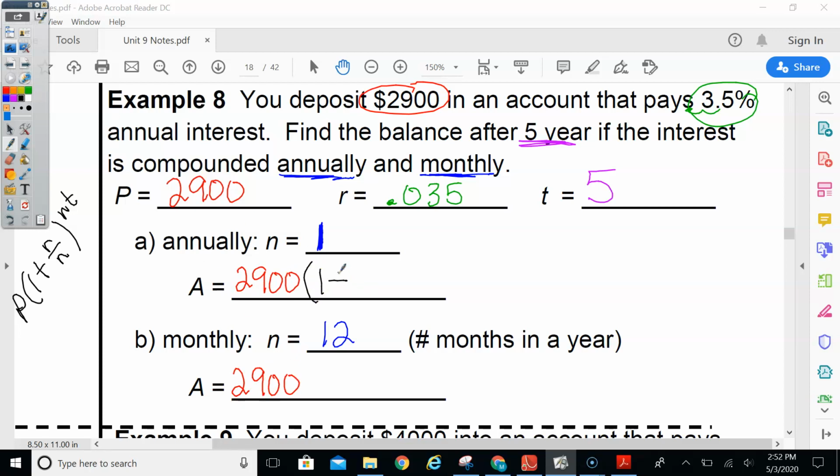Times 1 plus R divided by N. So R, the rate, was 0.035. 0.035. And then for annually, I'm going to divide it by 1. For monthly, I'm going to divide it by 12. And again, technically you don't need the 1, but you're going to have to use the formula twice, so I'm just going to leave it there. Okay, and in the exponent, we're going to multiply the N and the time, which is 5 years. So multiply it by 5, multiply by 5. And then we just type these in the calculator.